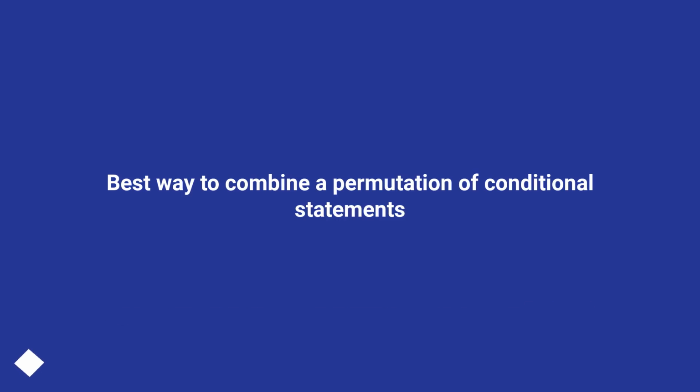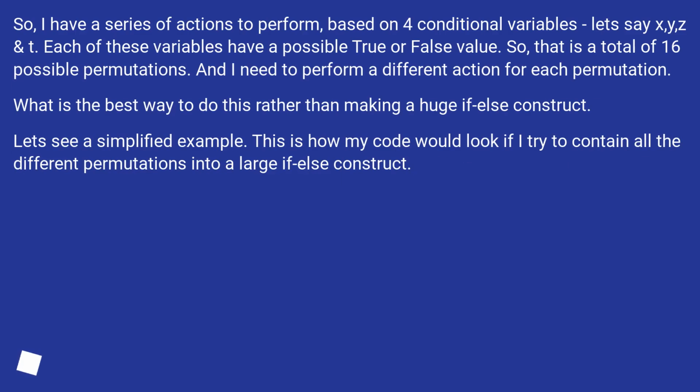Best way to combine a permutation of conditional statements. So, I have a series of actions to perform, based on 4 conditional variables, let's say x, y, z and t. Each of these variables has a possible true or false value.